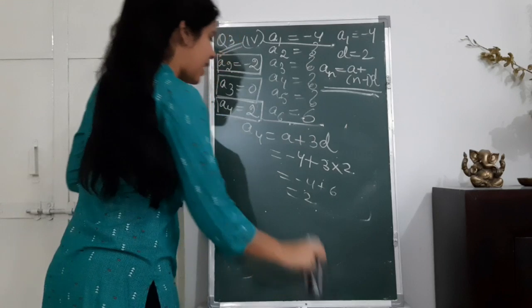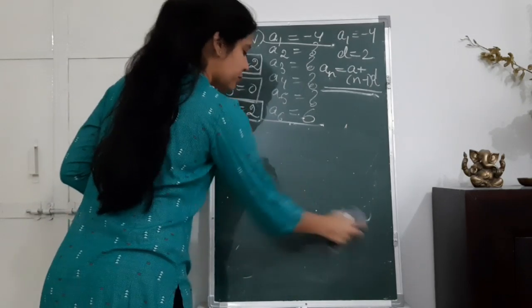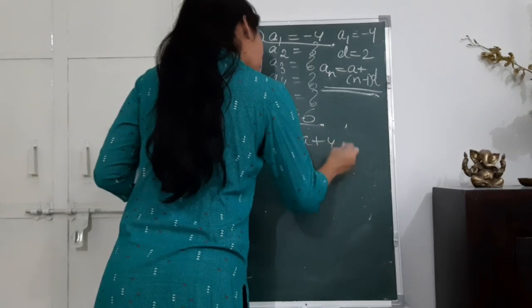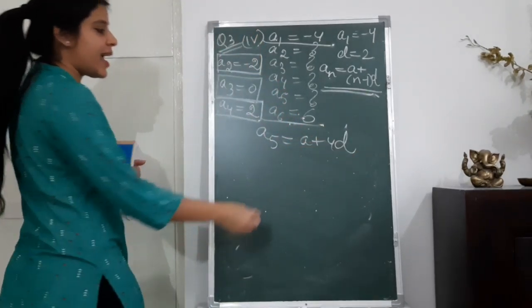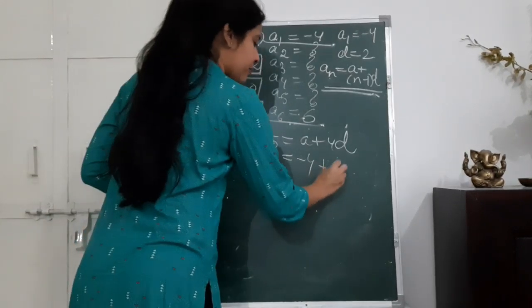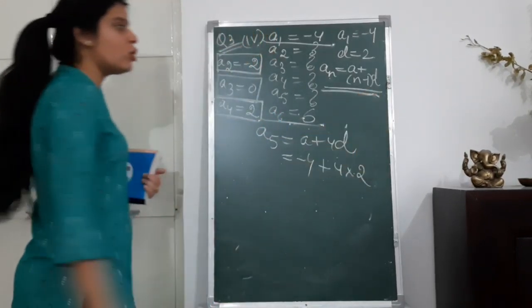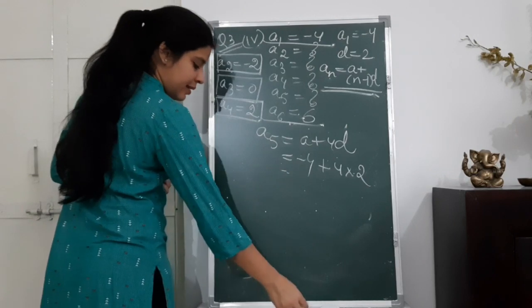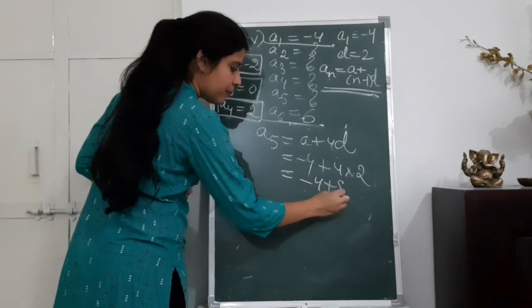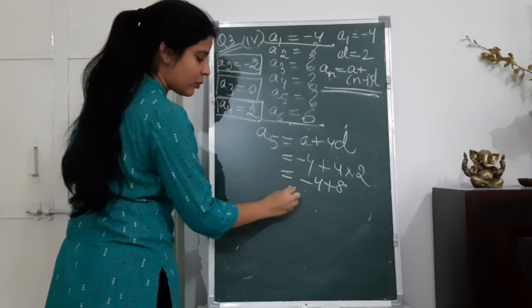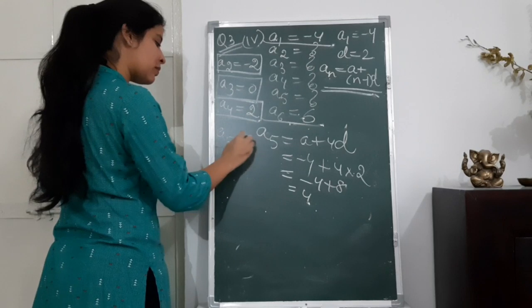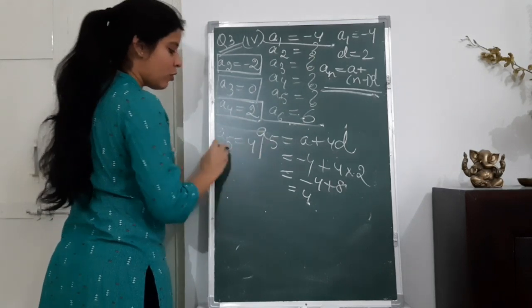What will A5 be equal to? A plus 4D. What is A? A is minus 4. What is D? 4 into 2, that is 8. So minus 4 plus 8 is equal to nothing but 4. So A5 is equal to 4.